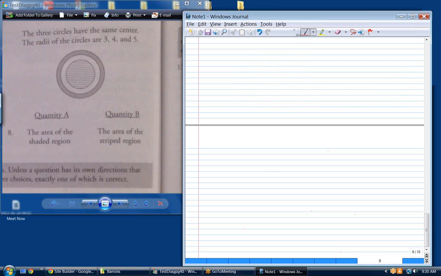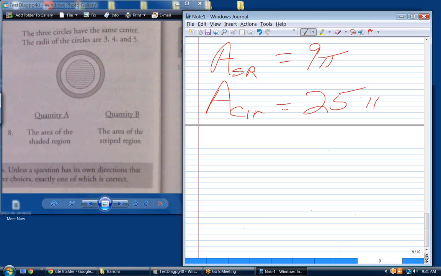So what's the area of the striped region? That is 9 pi. What is the area of the full circle? It is 25 pi. And what is the area of the white circle? It's 16 pi.